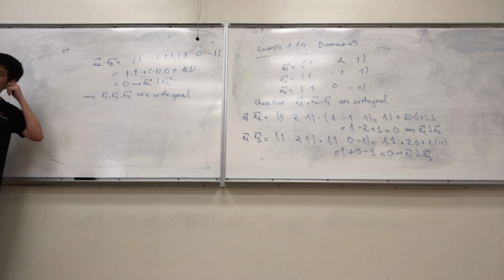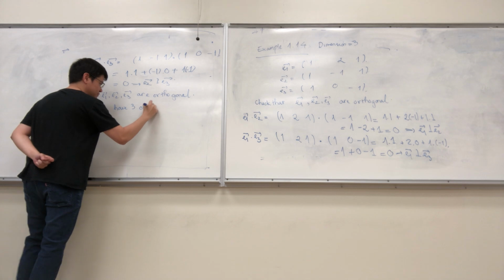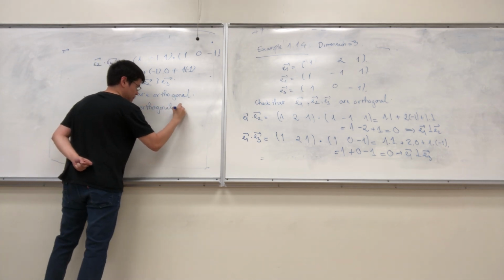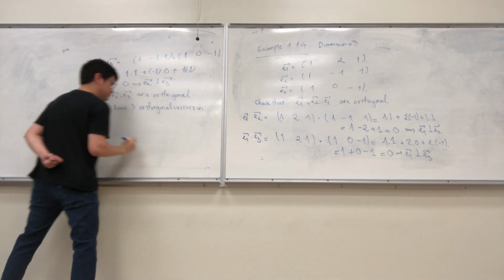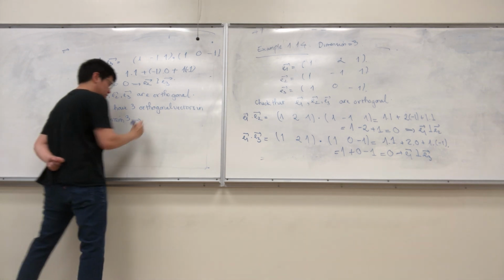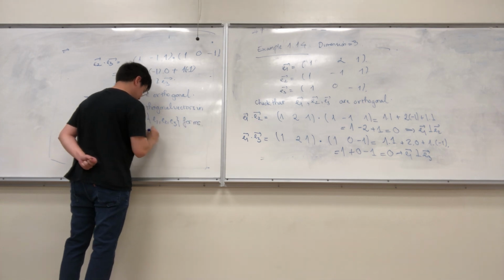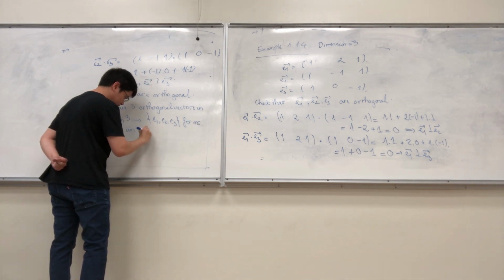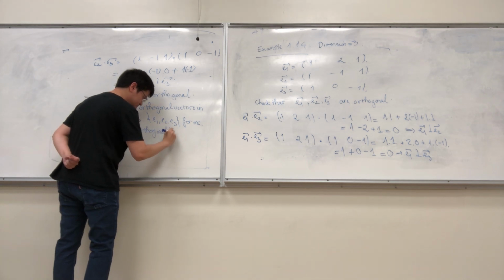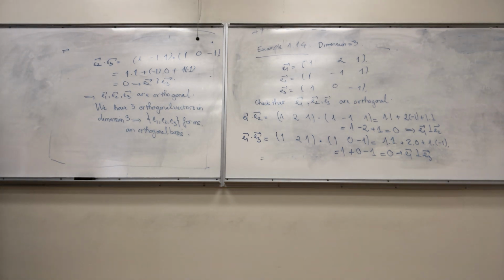So we have three vectors, three orthogonal vectors in dimension 3. So E1, E2, E3 forms an orthogonal basis. All right? It's clear? So in this case, you have three vectors orthogonal in dimension 3, so this is an orthogonal basis.